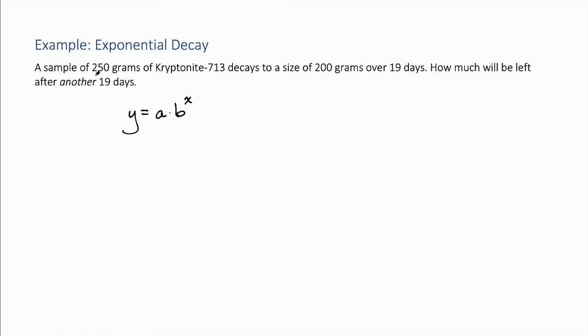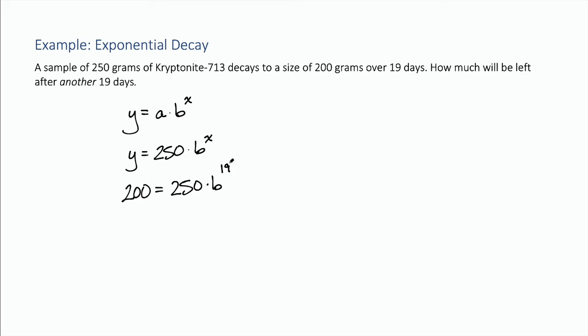Our initial sample is 250 grams, so that's a. So already we know that we've got 250 times b to the x. We also know that over 19 days, we end up down at 200 grams. So we have 200 equals 250 times b to the 19. And now I have an equation that I can use to solve for b.